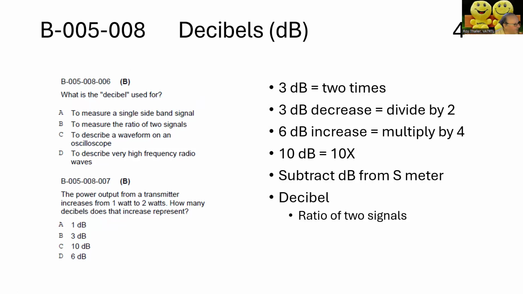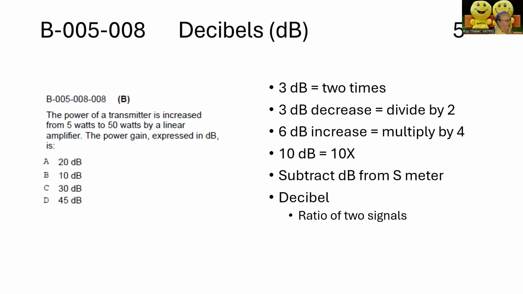What is the decibel used for? So as I mentioned before, it's a measure of the ratio of two signals. So B is the correct answer. The output of a transmitter increases from 1 watt to 2 watts. How many decibels does this represent? So it's from 1 watt to 2 watts is 2 times. So 2 times is 3 dB. So B is the correct answer.